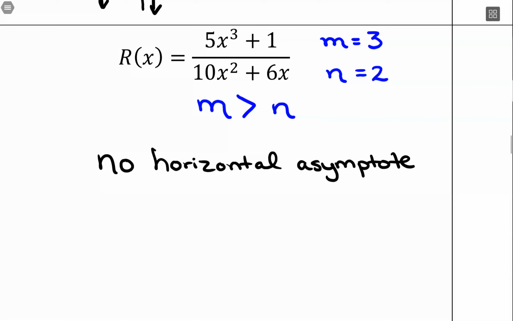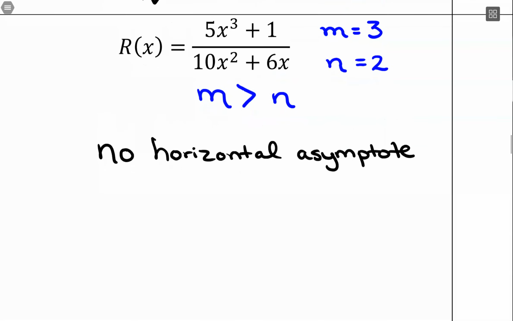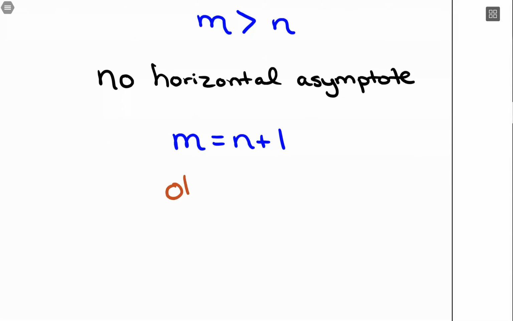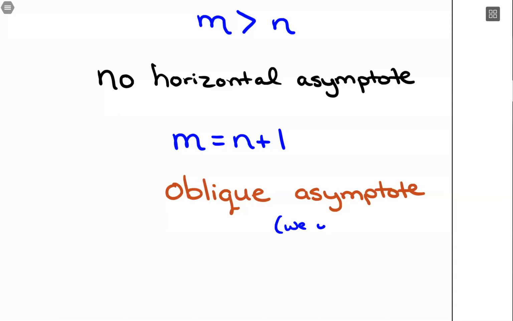But this is a special case. If we needed to describe the type of asymptote that we do have, this is the case where the degree of the numerator is exactly 1 more than the denominator. So what we do have is called an oblique asymptote. And like I said before with this one, we're not going to calculate this. But just visually, I want to show you what it means.